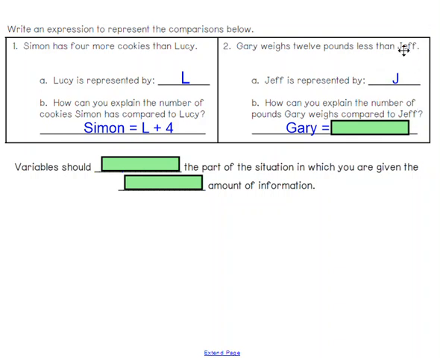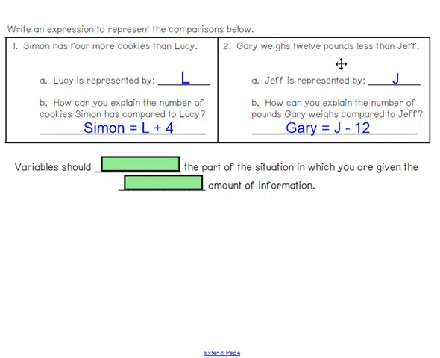And we don't know what he weighs, though, but we do know something about Gary. We know he's 12 pounds less than Jeff. So think about Jeff's weight. How now can we explain the number of pounds that Gary weighs compared to Jeff? Well, if he's 12 pounds less than Jeff, that would be Jeff's weight minus 12. Gary's weight is equal to Jeff's weight minus 12. All right. So we're taking what we know and we're creating expressions to show it.